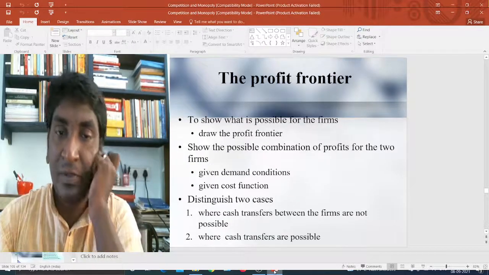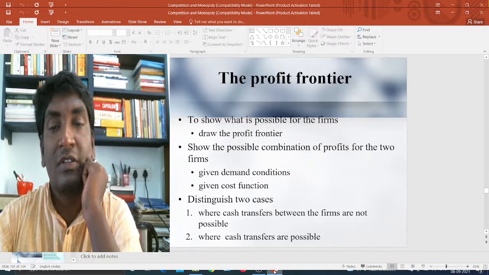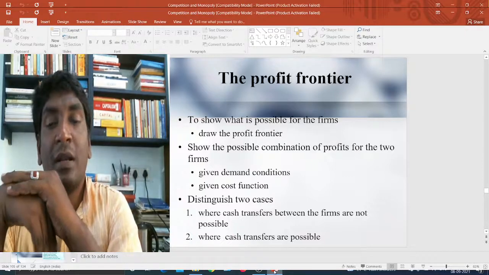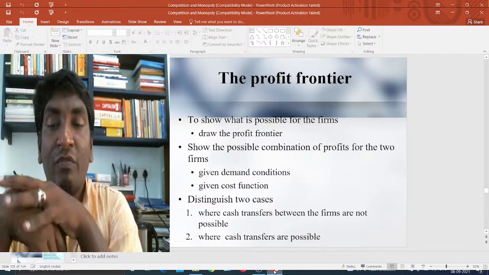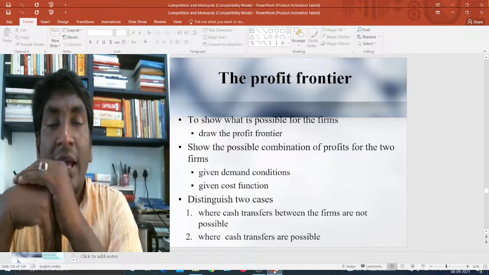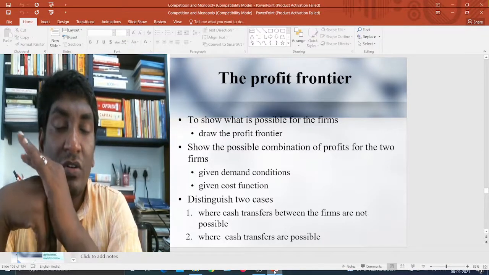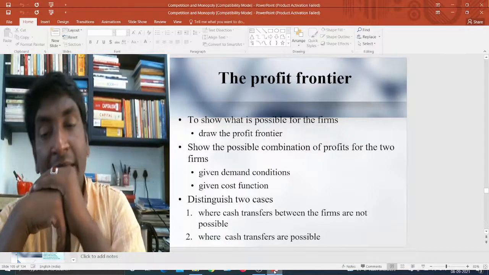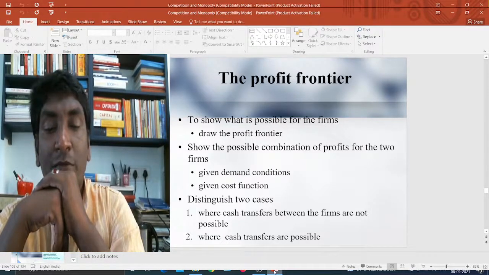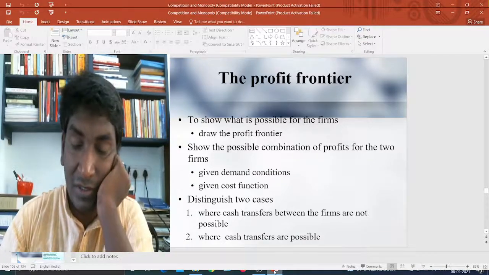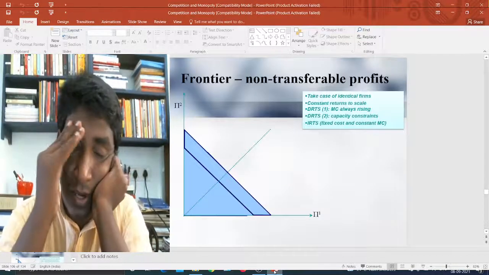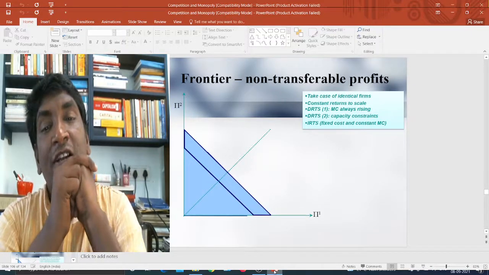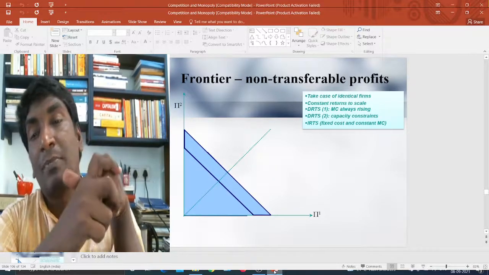To show what is possible for the firms, draw the profit frontier and show the possible combinations of profit for the two firms, given the demand condition and the cost function. Distinguish two cases: where cash transfers between the firms are not possible, and where cash transfers are possible. These are two separate cases in which we discuss the setting of the Bertrand model. First, the frontier with non-transferable profit.